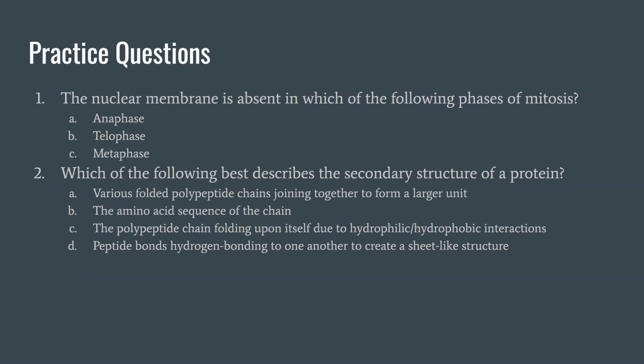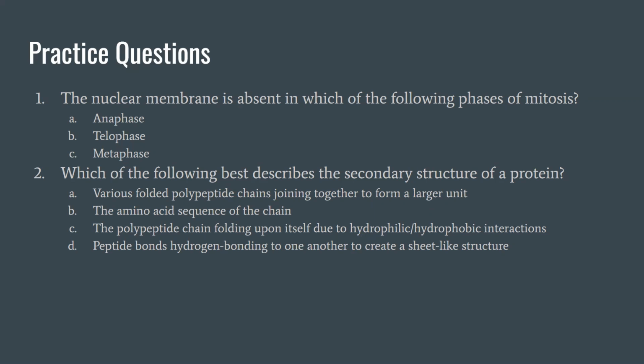So the answer for this question is anaphase and metaphase, because the nuclear membrane is degraded at the end of prophase. Remember, this is when CDK phosphorylates lamins, which cause the degradation of the nuclear envelope. So the nuclear membrane or envelope, whatever, is degraded at the end of prophase so that the chromosomes can be appropriately separated into the daughter cells. So it doesn't reform until anaphase.